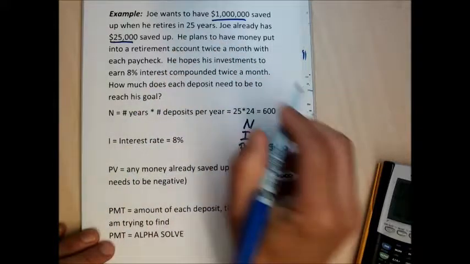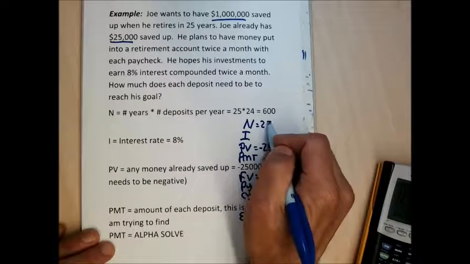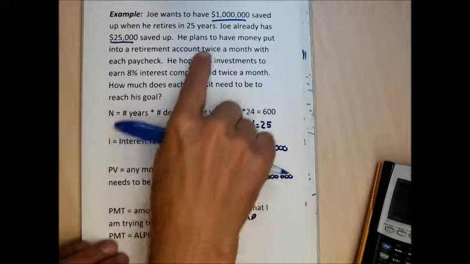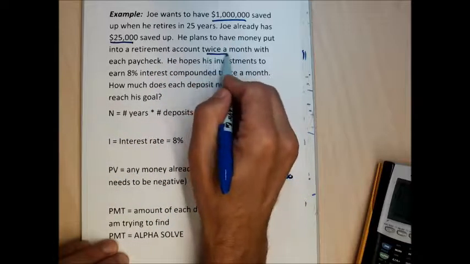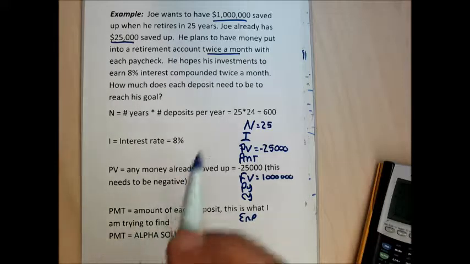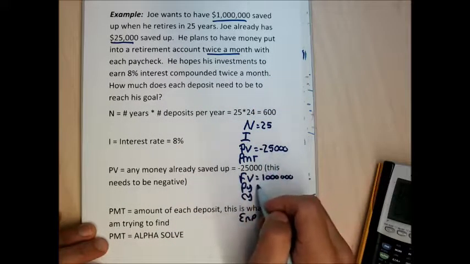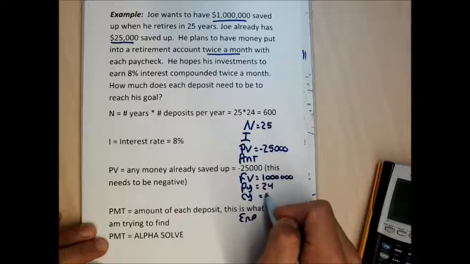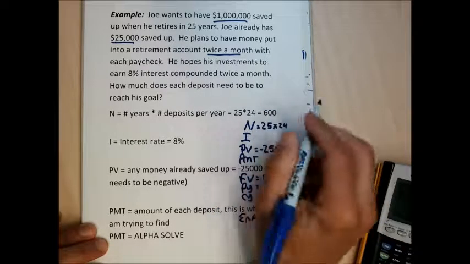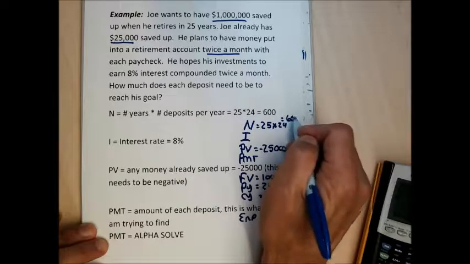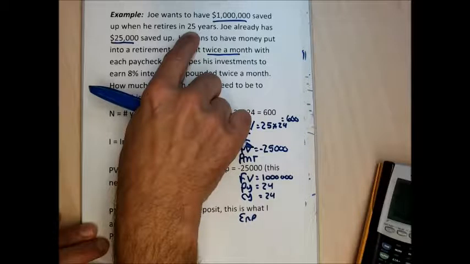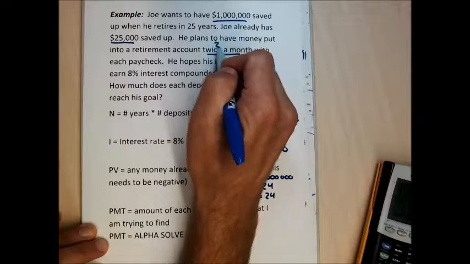He plans to retire in 25 years. That's part of the N, but not all the N. I have to multiply to figure out what the N is. He plans to have money put into a retirement account twice a month. And twice a month, the PY and the CY are 24. So I'm going to put 24 for the PY and the CY for the twice a month. And for the N, I'm going to multiply the 25 by 24, and I get 600 for the N. So, million for the future value, 25 for part of the N, which you multiply by this 24 for the PY and the CY.